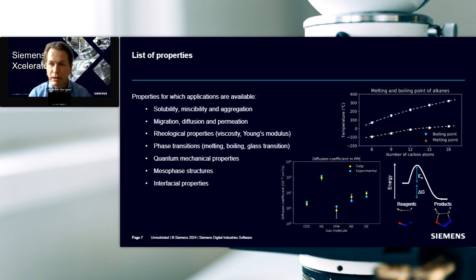And you also see here on the right some examples of the potential accuracy you can get with these models. You see here, for example, melting and boiling points of alkanes, very good agreement with that, or diffusion coefficients of small gas molecules going through a matrix. But we also have tools, for example, to calculate kinetic parameters of certain reactions that might occur in your systems. So in essence, a quite generic tool for computational chemistry.